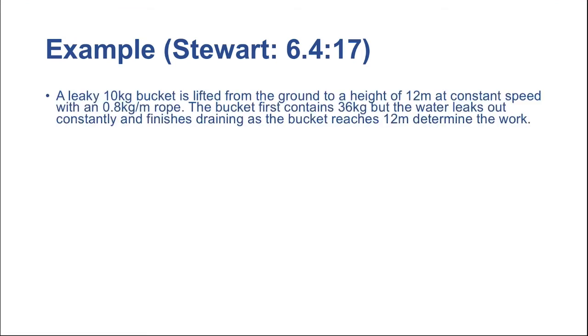Okay, so this problem says that a leaky 10 kilogram bucket is lifted from the ground to a height of 12 meters at constant speed with a 0.8 kilogram per meter rope. Now the bucket contains 36 kilograms of water at the beginning, but the water leaks out constantly and finishes draining as the bucket reaches 12 meters. Now determine the work. I'm going to write our work equals force times distance and our F equals ma equations, just so that we have those ready for easy use when we need them.